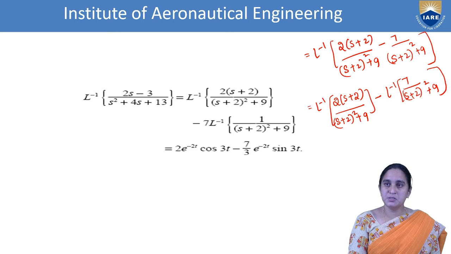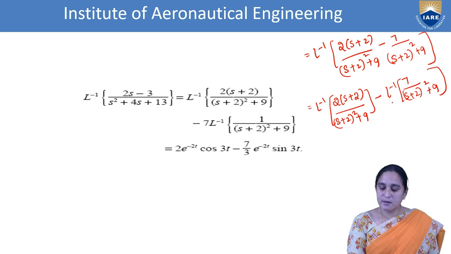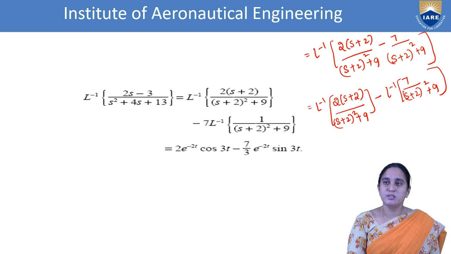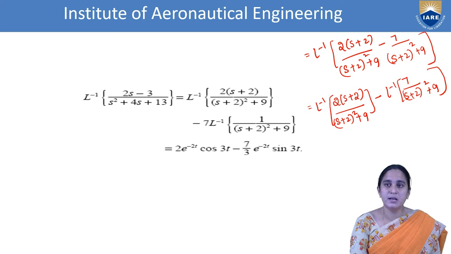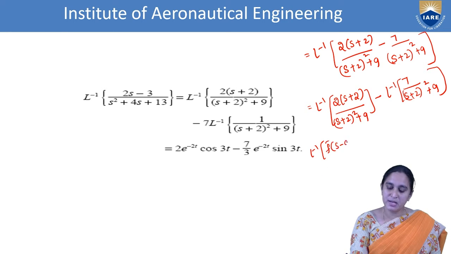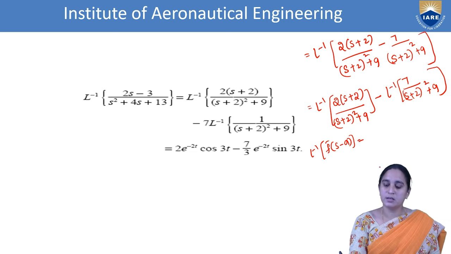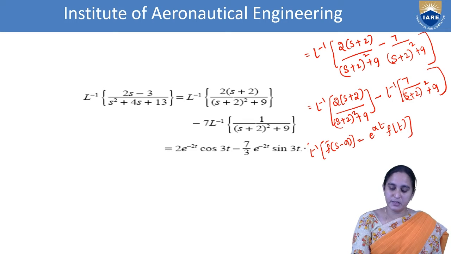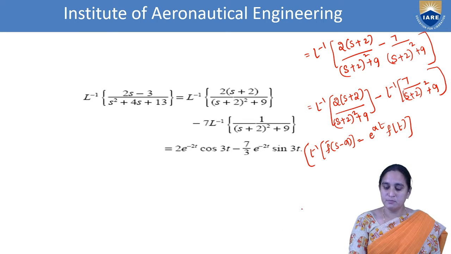That is Laplace inverse of 2 into (s plus 2) by ((s plus 2) whole square plus 9) minus Laplace inverse of 7 by ((s plus 2) whole square plus 9). Once you observe, after converting each and every term into s plus a form, it is the LHS part of the first shifting theorem. What is the first shifting theorem LHS part? Laplace inverse of f bar of (s minus a) is equal to e power at into f of t. This is the property of the first shifting theorem.